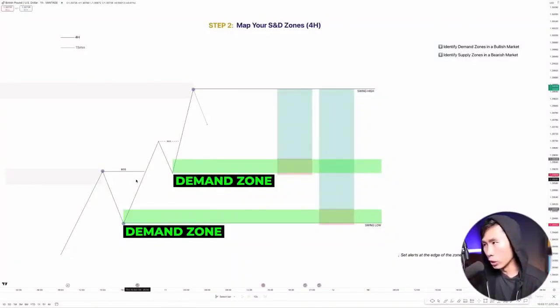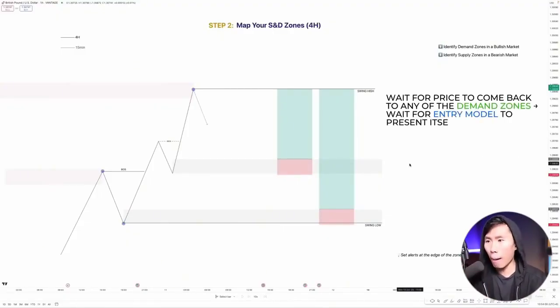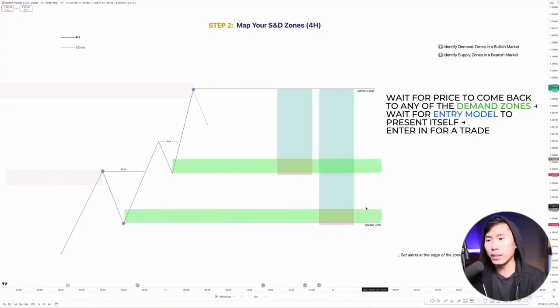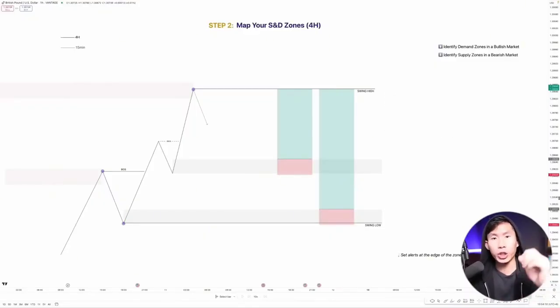Demand zone, right, which was created after price broke the internal structure right here on the lower time frame itself. So now our job as professional traders is to simply wait for price to come back down to either one of these demand zones, and then wait for our entry model to present itself, and then that is when we execute our trade without hesitation, reservation, or fear.